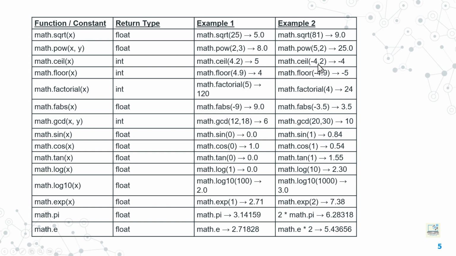Ceil of minus 4.2, that is negative number, so increasing the value, minus 4.2 will make it minus 4 according to number line. We are following number line. Okay, then floor of minus 4.9, decrease it further, so we get minus 5. So both of these functions, ceil and floor, are returning whole numbers, so the return type is int, and these are basically increasing or decreasing the value to give you the next or previous complete number.